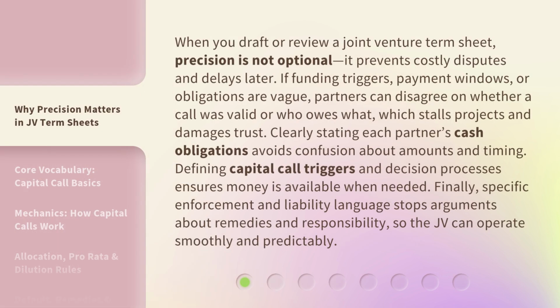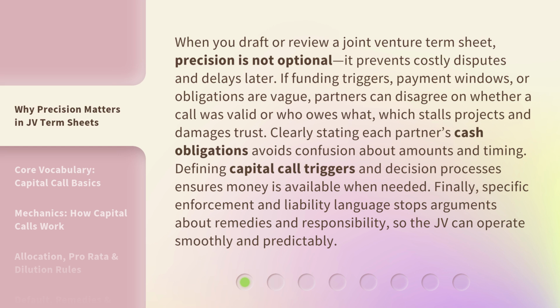When you draft or review a joint venture term sheet, precision is not optional. It prevents costly disputes and delays later. If funding triggers, payment windows, or obligations are vague, partners can disagree on whether a call was valid or who owes what, which stalls projects and damages trust.